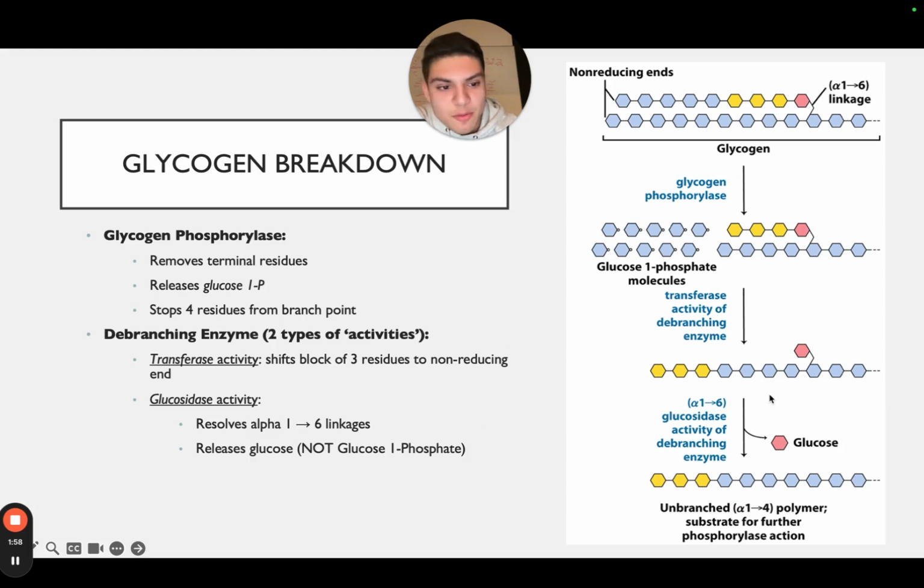And it'll resolve the alpha-1,6 linkage by this glucosidase activity, and it releases it as glucose, regular glucose, not glucose 1-phosphate. So that's a caveat that you have to know. And then from there, we just got rid of the branches, and then we can start breaking it down.